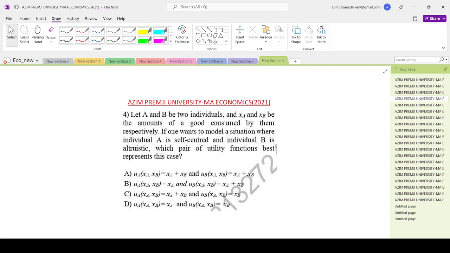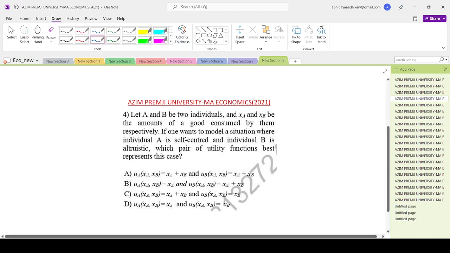And today we are looking at the Azim Premji University MA Economics Entrance Paper 2021 and question number 4. Let A and B be two individuals and XA and XB be the amount of a good consumed by them respectively. If one wants to model a situation where individual A is self-centered and individual B is altruistic, which pair of utility functions best represents the case?